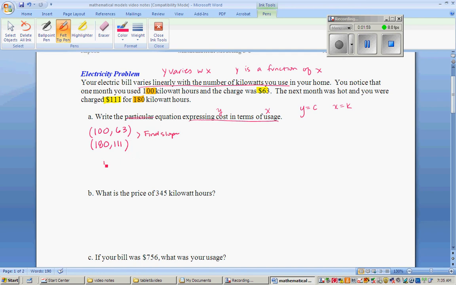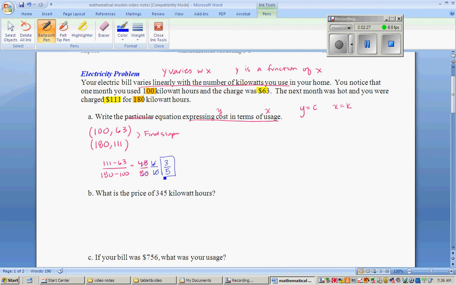So we're going to do a little 111 minus 63 over 180 minus 100. And we're going to get 48 over 80. We want to reduce this. This is a disaster. 8 goes into both of these, so we could make this into 6 over 10. And we'd want to further reduce that to 3/5. It's going to make for a much easier slope.